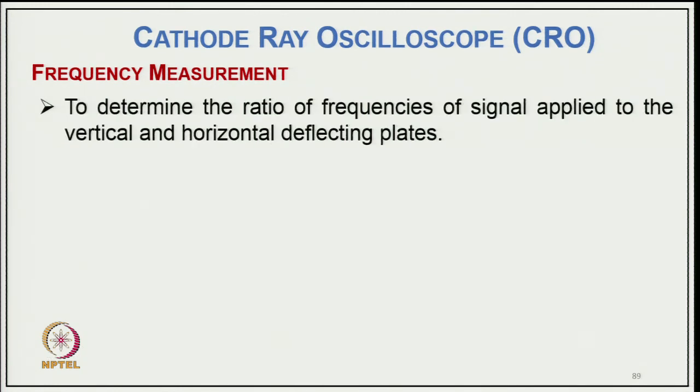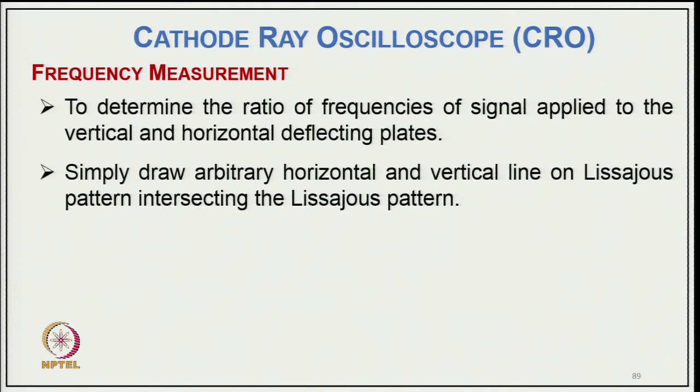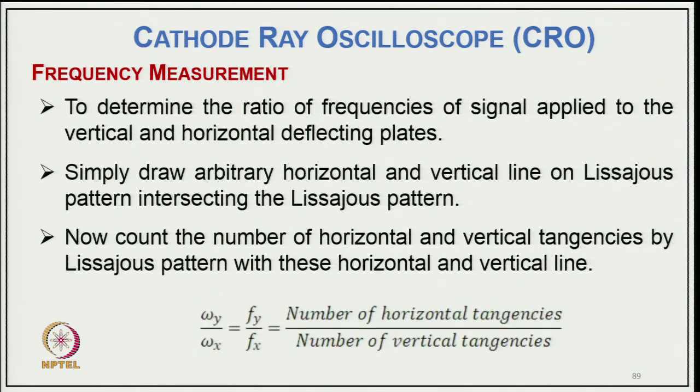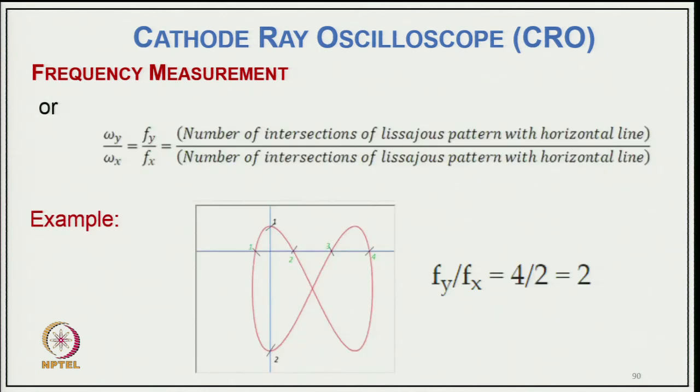Now, to determine the ratio of frequencies of the signals applied to the vertical and horizontal deflecting plates, simply draw an arbitrary horizontal and vertical line intersecting the Lissajous pattern, and count the number of horizontal and vertical tangencies to the Lissajous pattern with these lines. So, ωy/ωx = fy/fx, that is, the number of horizontal tangencies divided by the number of vertical tangencies.